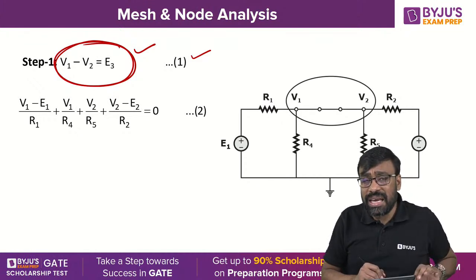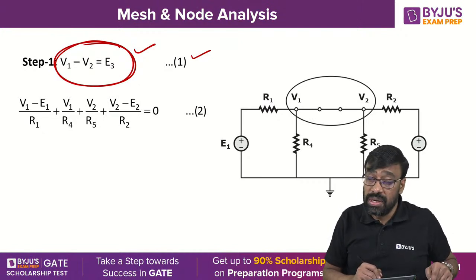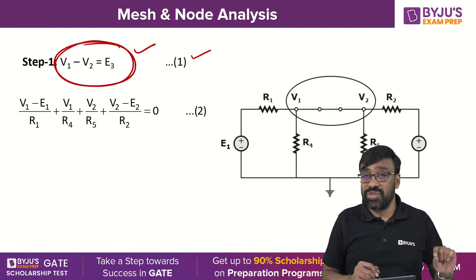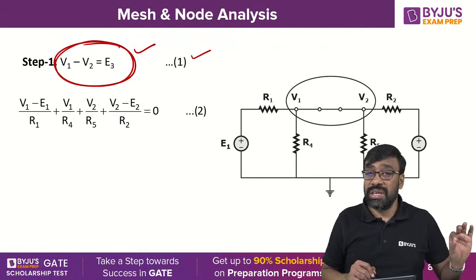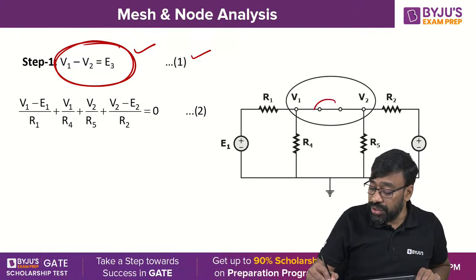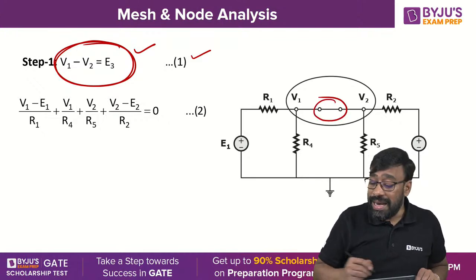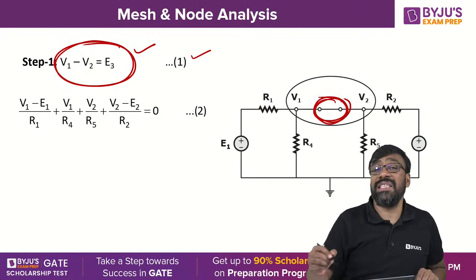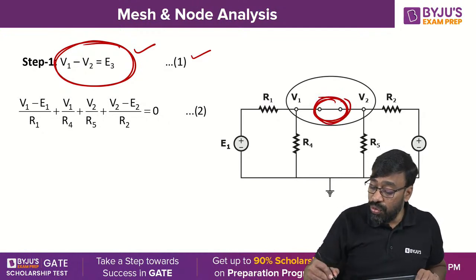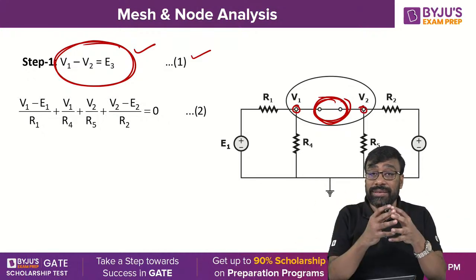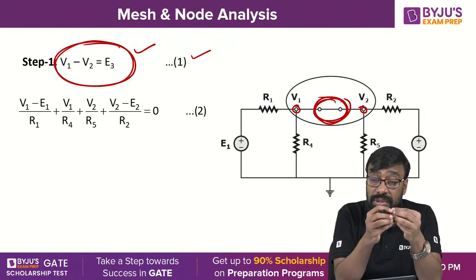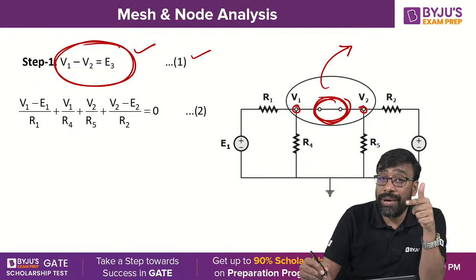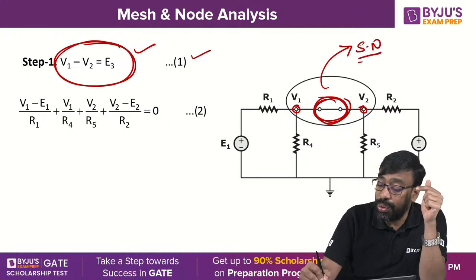Then what you do is, just like in supermesh analysis, where you suppress the current source, here you suppress the voltage source. That means replace the voltage source by its internal resistance. The internal resistance of an ideal voltage source is 0. 0 volts refers to a short circuit. As soon as E3 is replaced by the short circuit, node 1 and node 2 are combined. Both look like they are operating at the same potential. Both nodes are merged, so this particular node forms a common node. The common node is nothing but the supernode.